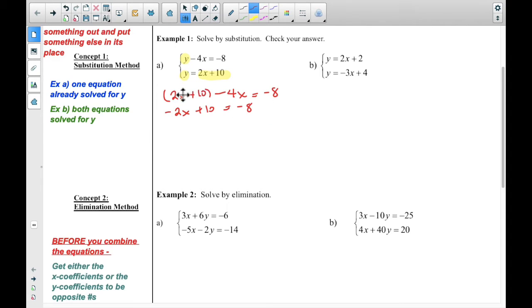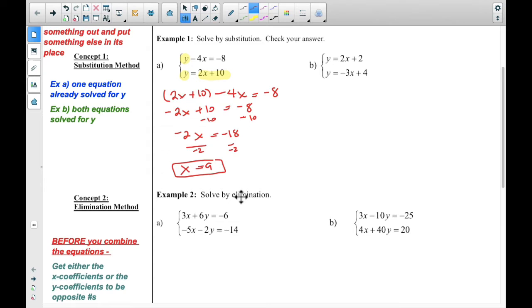Well, I combine my like terms. 2x minus 4x is negative 2x. I bring down my plus 10. I bring down my equals negative 8. And I'm going to keep on going here. So I'm going to subtract 10 from both sides. So I divide by negative 2, and I get x equals 9.